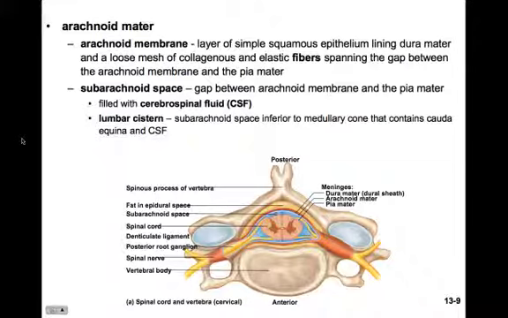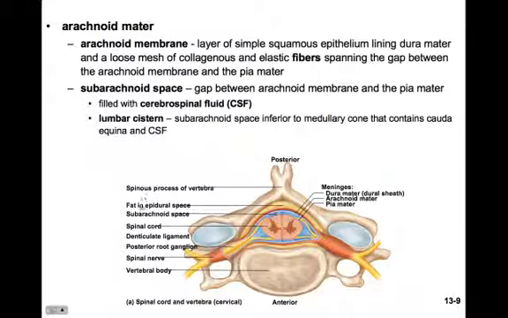The arachnoid mater is a membrane made of simple squamous epithelium. It lines the dura mater and forms a loose mesh of collagenous and elastic fibers that span the gap between the arachnoid membrane and the pia mater below. The space here that is traversed by these elastic fibers is called the subarachnoid space. It's a gap between the arachnoid membrane and the pia mater.